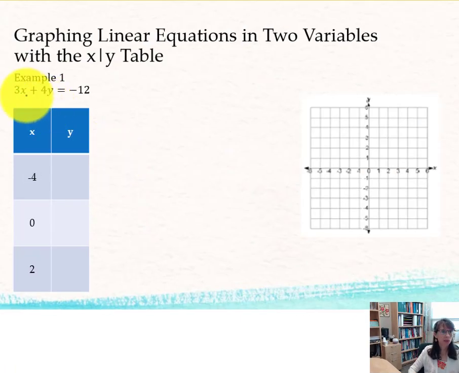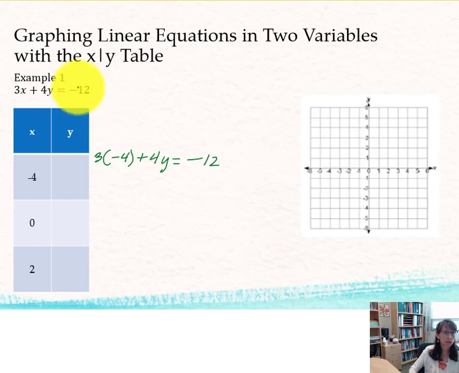So with our first example, we have 3x plus 4y equals negative 12, and we're given some x values already. So all we have to do is substitute the given x value into the linear equation. So the first one would be 3 times negative 4 plus 4y equals negative 12. So be careful there. There is a negative given with 12. 3 times negative 4 would be negative 12 plus 4y equals negative 12.